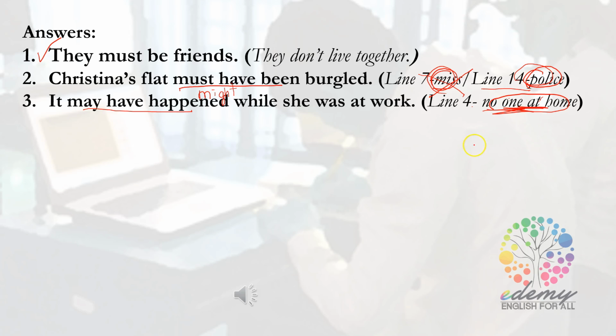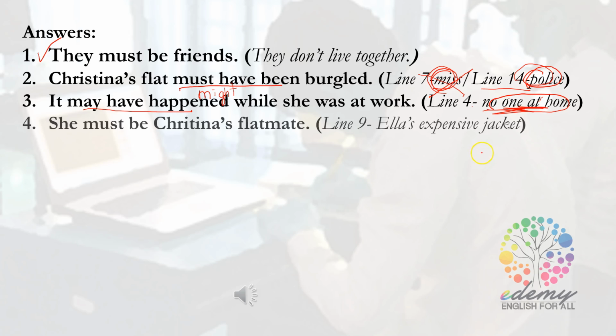Okay, we move on to question 4. Who is Ella? We have two choices. She must be Christina's flatmate, and she can't be a student. And the answer is choice number 1. She must be Christina's flatmate. You look at line 9, you will see the clue.